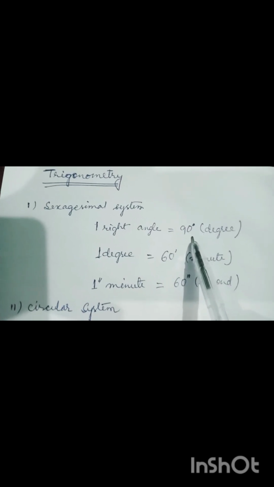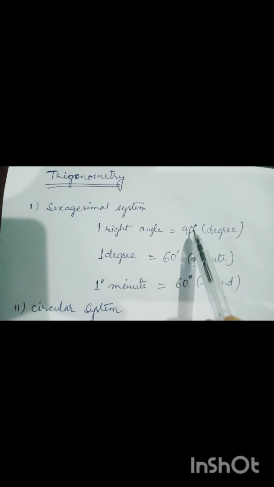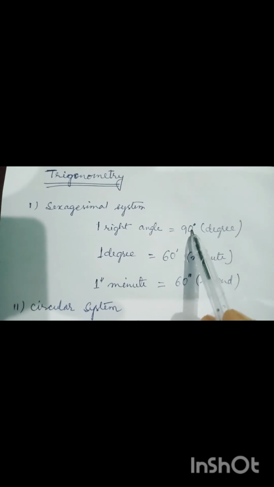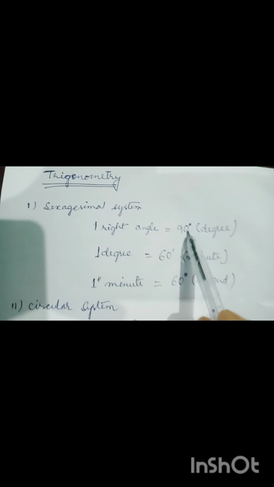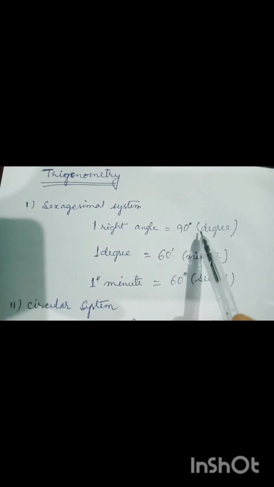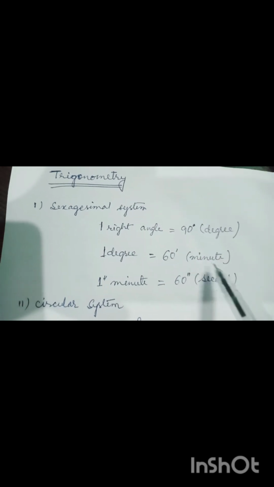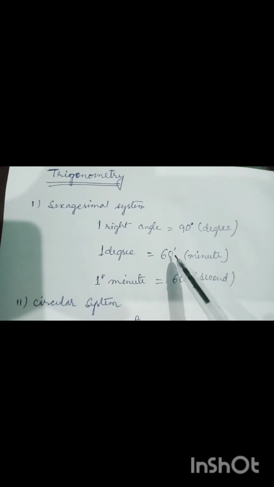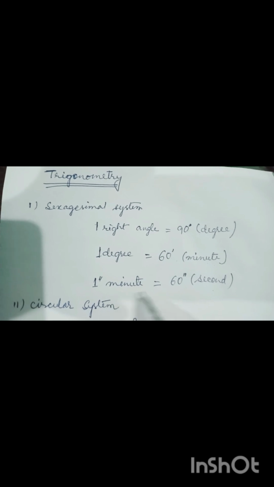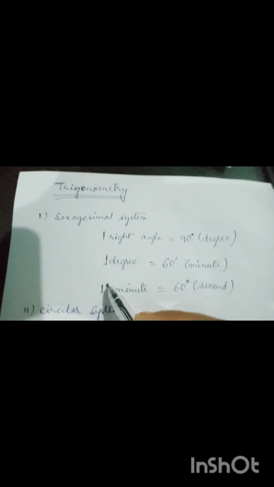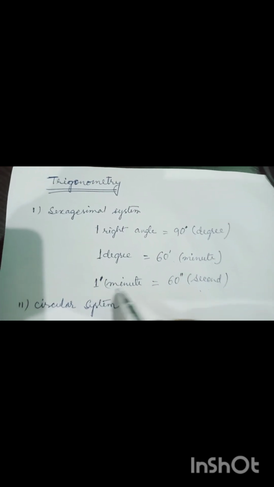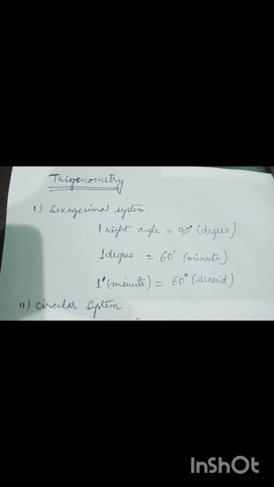So what is 90 degrees equal to? It is 90 times the value of 1 degree. So 1 degree is equal to 60 minutes. Similarly, 1 minute is equal to 60 seconds.